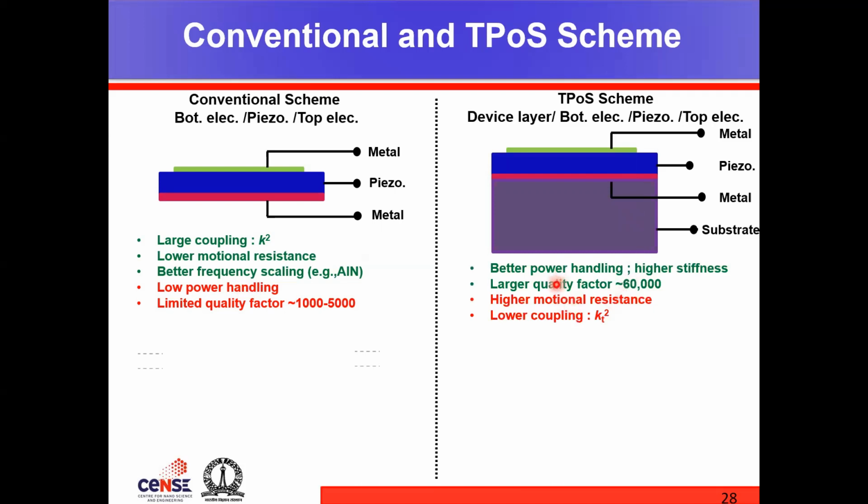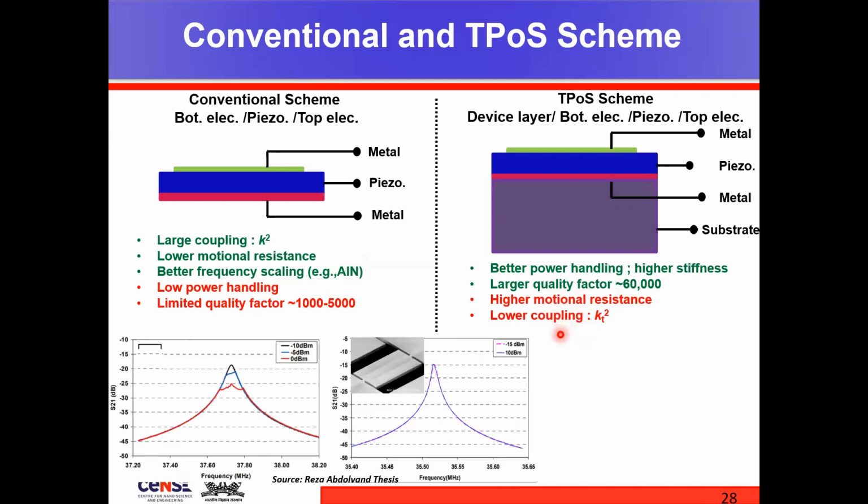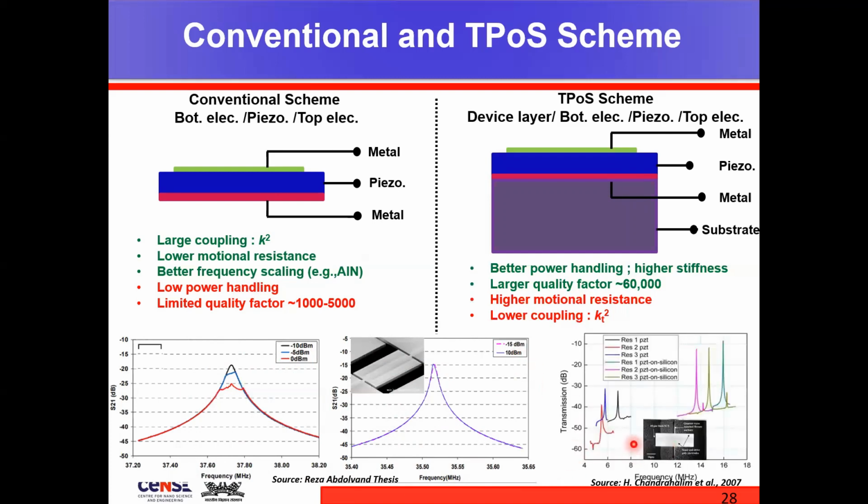Here it features better power handling and higher quality factor, but due to the loading effect, we start to see a little increase in the motional resistance and a decrease in the coupling coefficient. This is an experimental result where we can see that when there is no silicon, the device goes into nonlinearity even at -5 dBm power. But when there is silicon associated with it, even at +10 dBm, it is fairly linear. Please note that this is aluminum nitride, which has higher acoustic velocity than silicon, and so that's why there's a decrease in the resonant frequency.